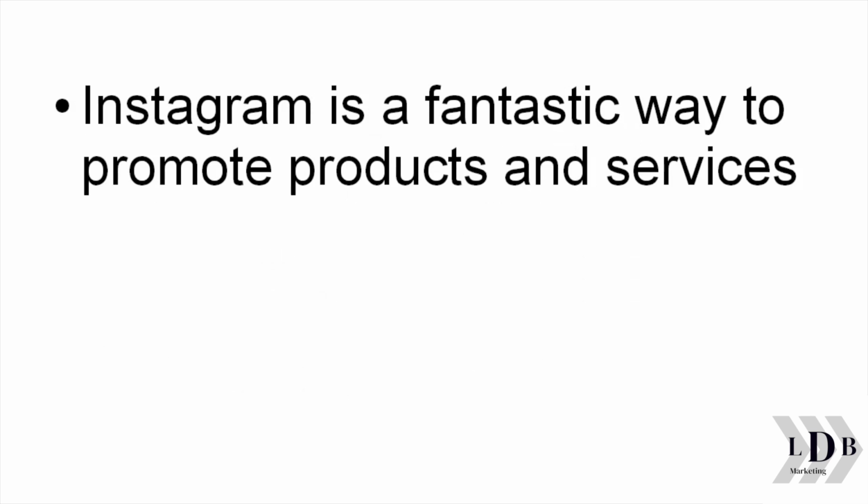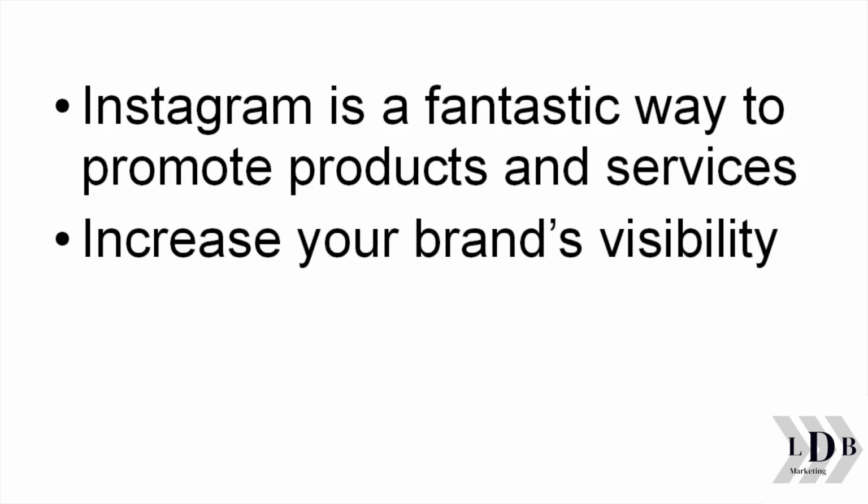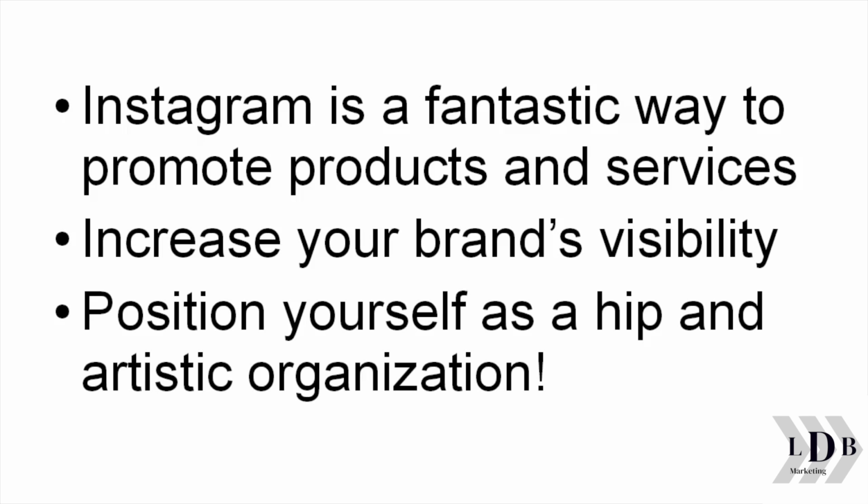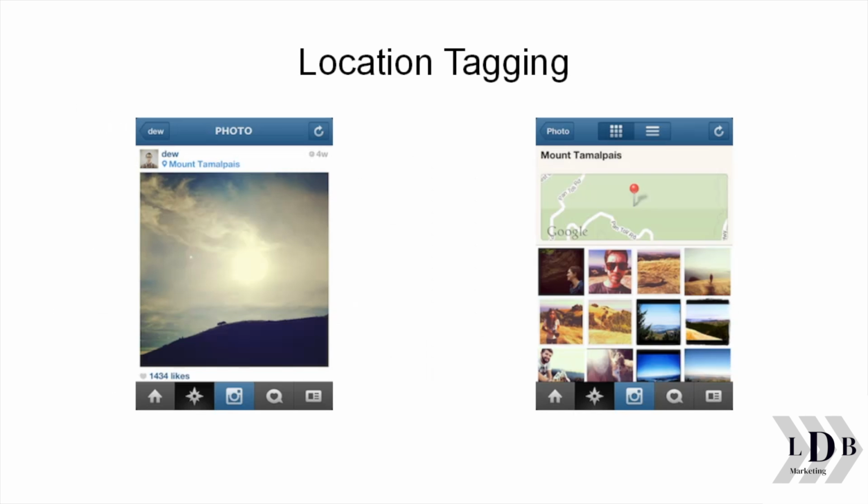Now, Instagram is a fantastic way to promote products and services. You can use it to increase your brand's visibility. And of course, you can position yourself as a hip and artistic organization. Another thing that you can do using Instagram is location tagging. You can take a photo and then you can log the location where that photograph was taken so that people can find it and they can go to the exact same spot.